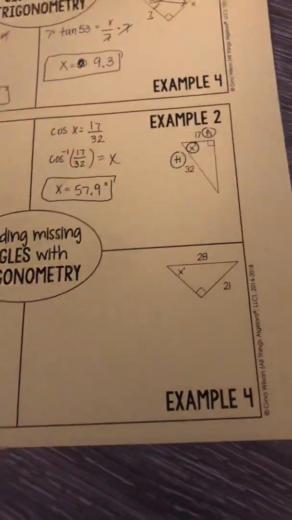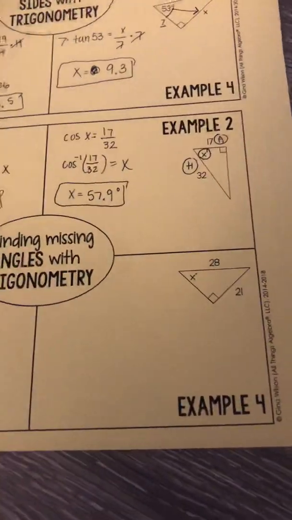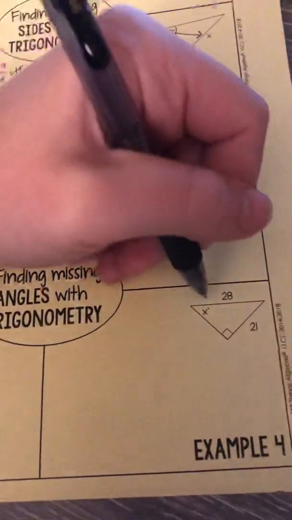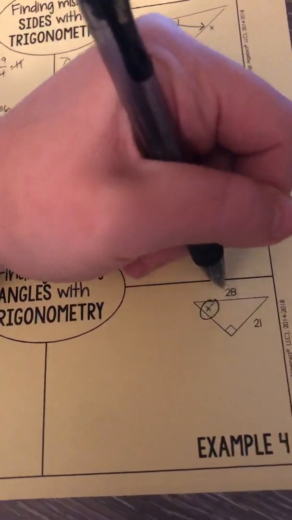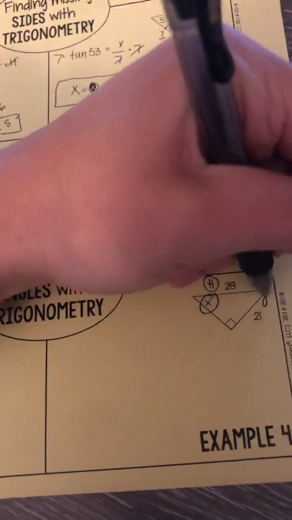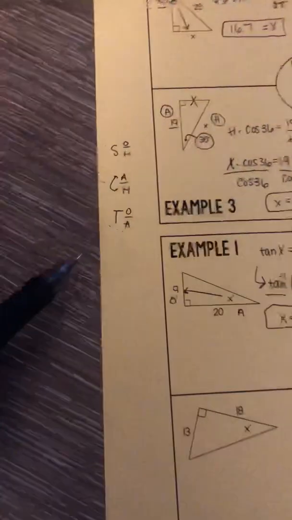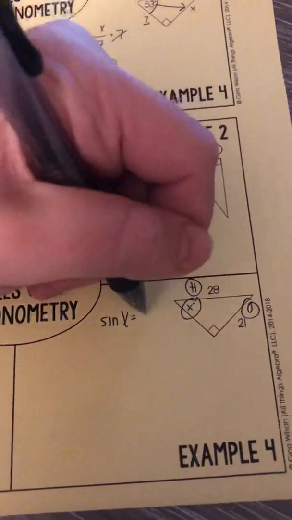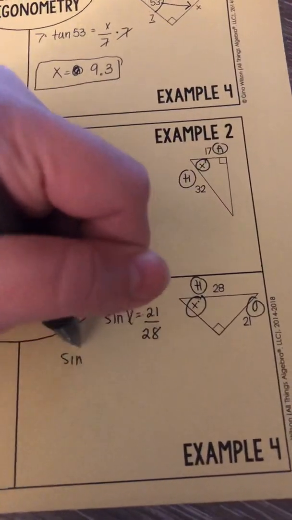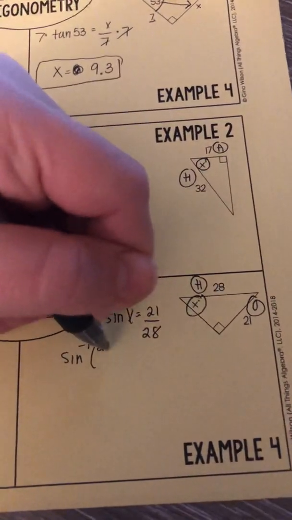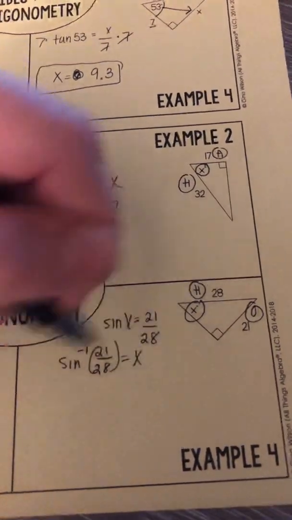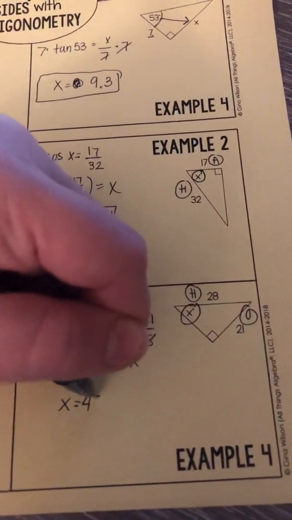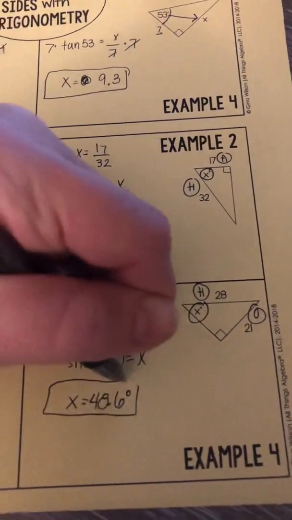All right, I'm going to jump down to example 4. Again, feel free to pause at any point, try to work it yourself, and then check my work as you go. So we're looking for x. They give us the hypotenuse and then the opposite. So if we have O and H, we have to use sine. Sine of x is equal to 21 over 28. And that means sine to the negative 1 of 21 over 28 is equal to x, and that means that x is equal to 48.6 degrees.